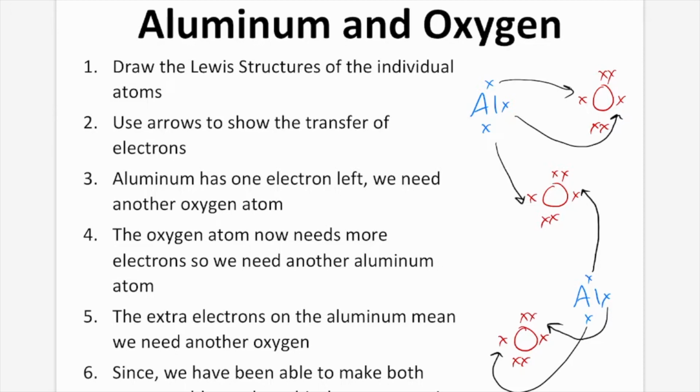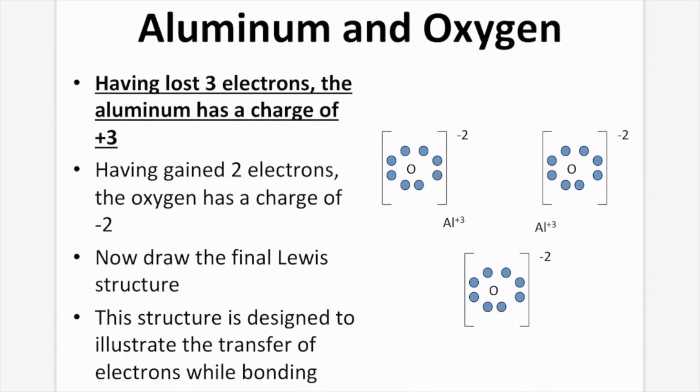The aluminums have lost their outer orbit, and the oxygens have gained enough electrons to fill their outer orbits. And so here's the Lewis structures for the ions involved. We have our 3 oxygens, 1, 2, 3. We have our 2 aluminums. They're both +3 because they both lost 3 electrons, and all our oxygens gained 2, so they're -2.